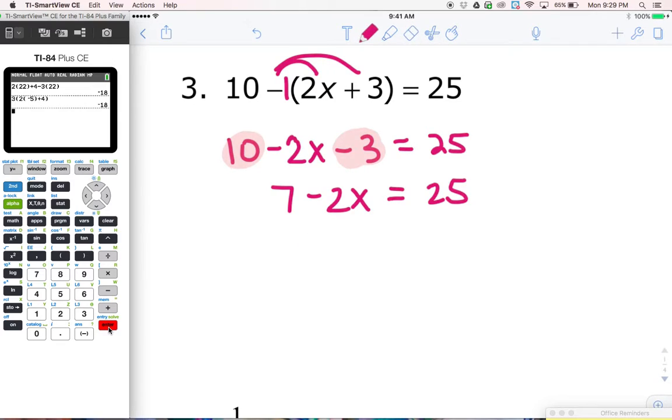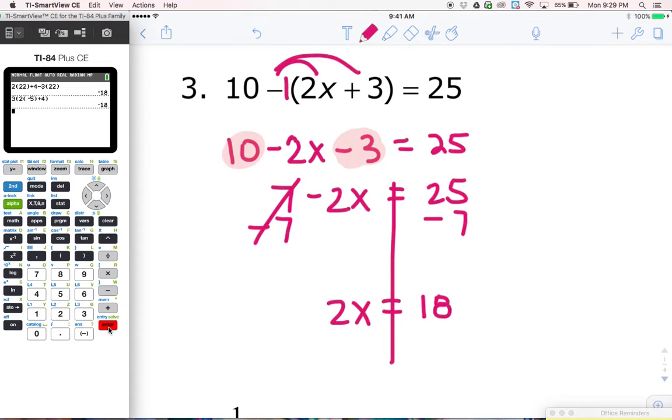We can still solve. So since I have a +7, I'm going to subtract 7. 7 minus 7 is 0. Got to do it to both sides here. So now I've got 2x equals 18. Do you see my mistake? Give yourself a second.